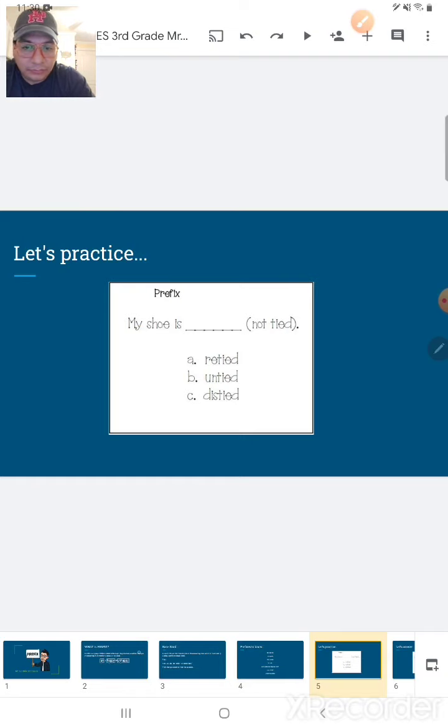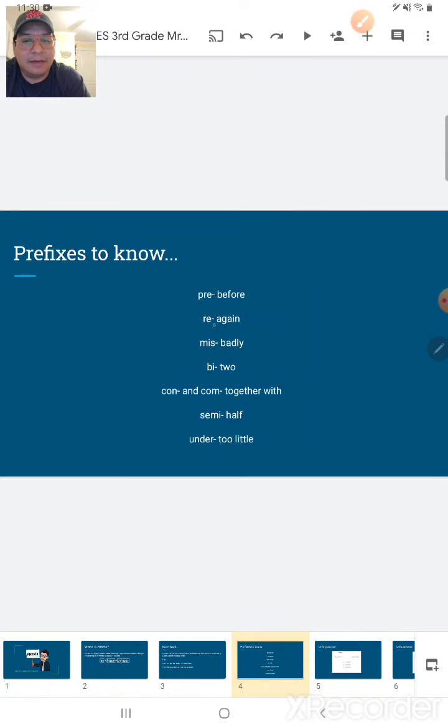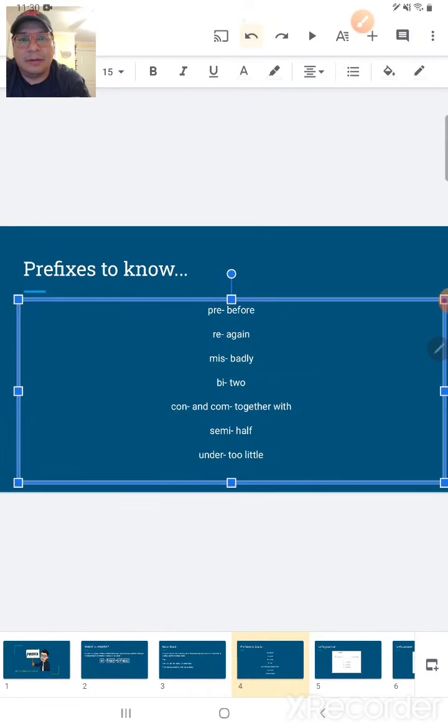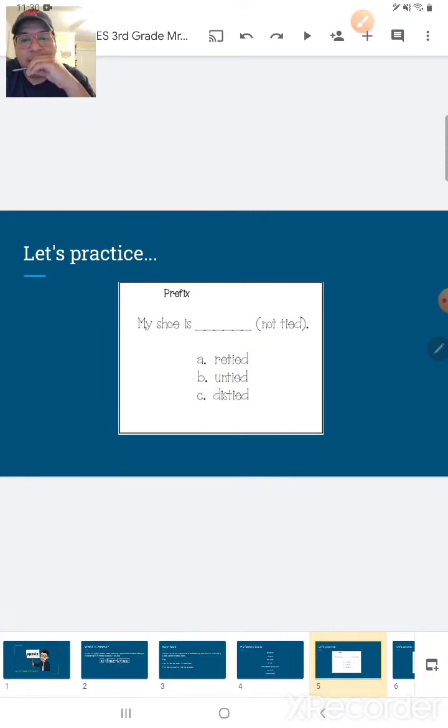Okay, so which to you sounds correct, right? Based on what you know. And remember the word not. So we have my shoe is retied. What did we say that re stood for? Let's go back to the slide. Re means again. It says right here, retied. So did you tie it again? No, so we could scratch retied, right? Untied and distied are the other choices.